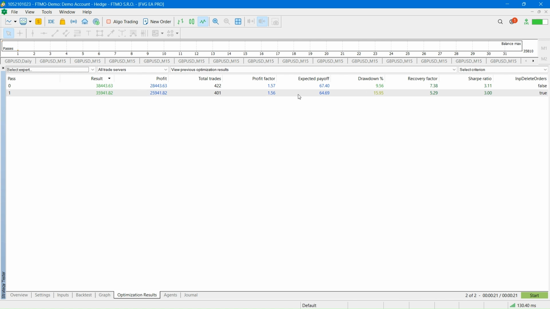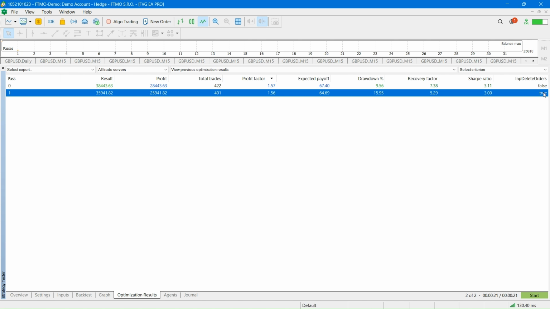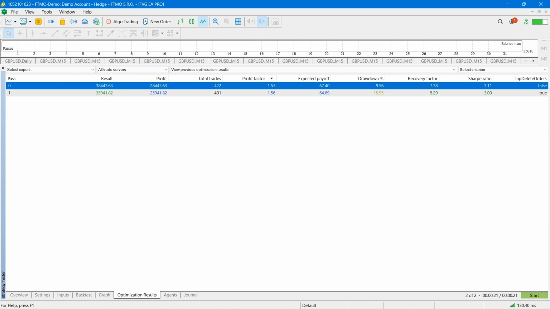All right. And here we can see that when deleting the orders at the end of the day, basically you have less profit, more drawdown and a lower profit factor. So we need to really follow the statistics, and statistics will tell us we should not delete the orders.